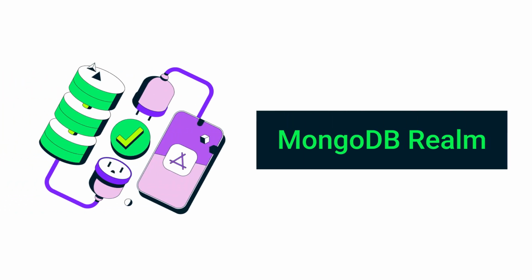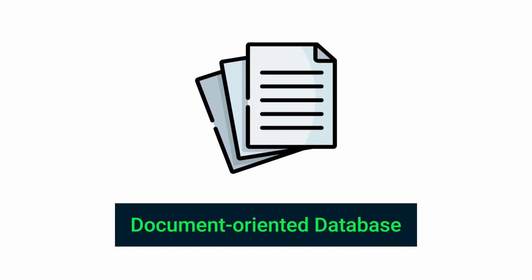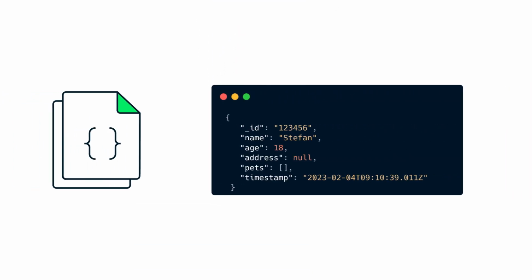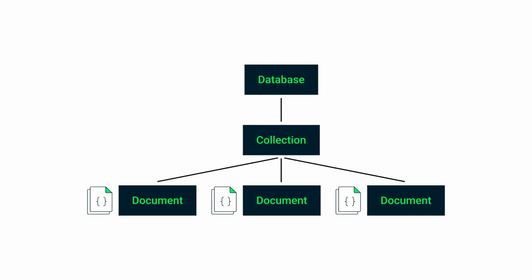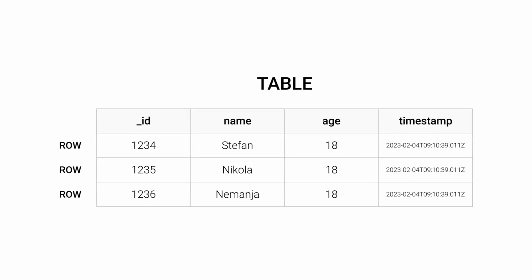So what is MongoDB, how does it work, and why is it so popular among developers? MongoDB is a document-oriented database, which means that the data inside MongoDB is stored in the form of JSON-like documents. If we imagine MongoDB Realm as a hierarchy, on the top there will be a database which would contain multiple collections, where each collection contains documents and each document contains multiple fields. Collections are similar to the tables that we have in our relational databases, and the documents are something like records or rows inside the tables.